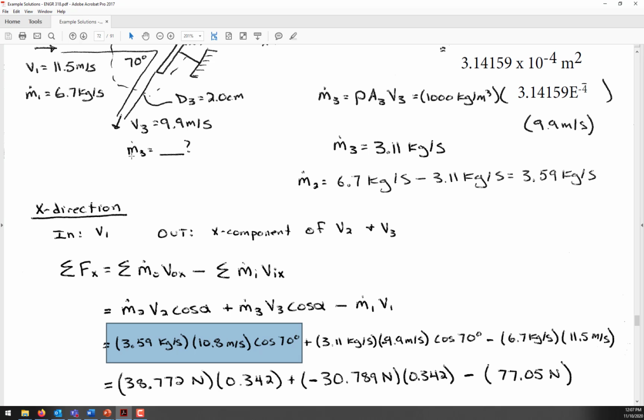The other outflow, this stream 3, is going to be the mass flow rate of 3.11 kilograms per second, and then you'll see the velocity is minus. That minus sign is because that stream is moving to the left in the x direction, and the cosine of 70 is also going to give us the horizontal component. And then finally we subtract out the inflow term, and all of that inflow jet was horizontal, so we don't need to use any kind of an angle. It's just going to be minus 6.7 kilograms per second times the 11.5 meters per second velocity.